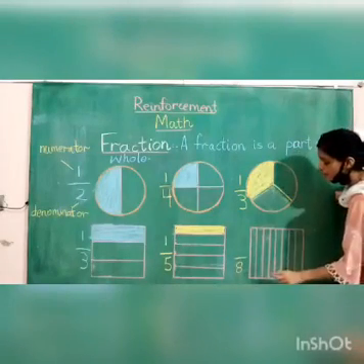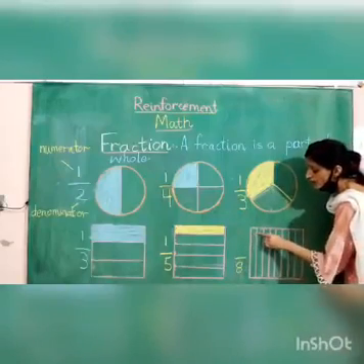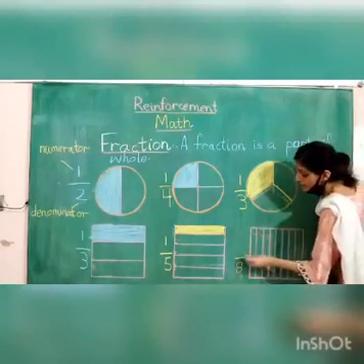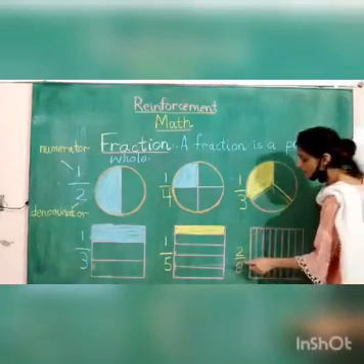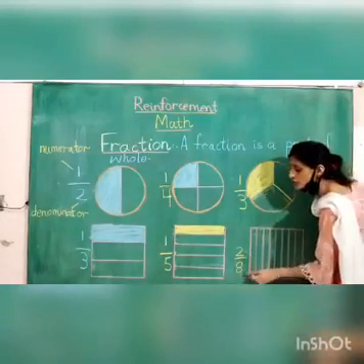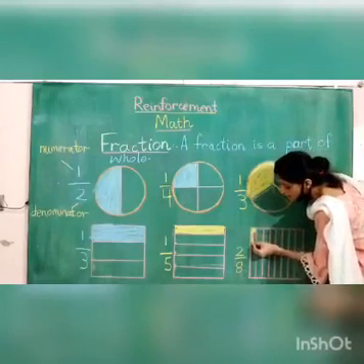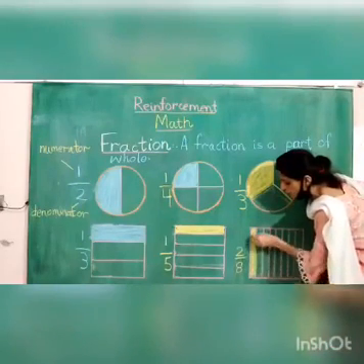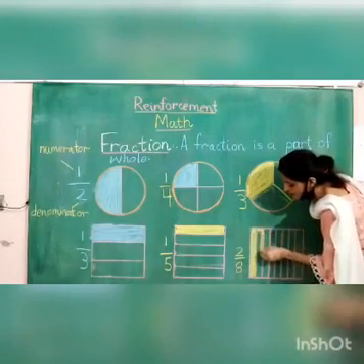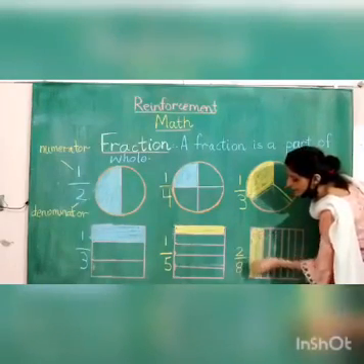So what are we going to do? If I color two of the parts, then we are going to write 2 over here. It means we will color 2 parts out of 8 equal parts. So we will color 2 parts out of 8 equal parts, and it will be written like this.